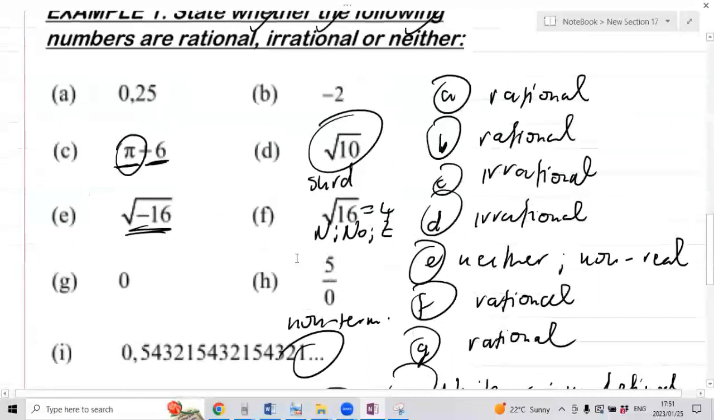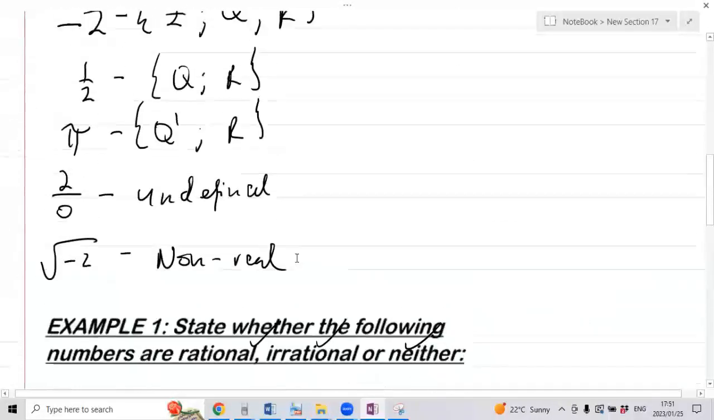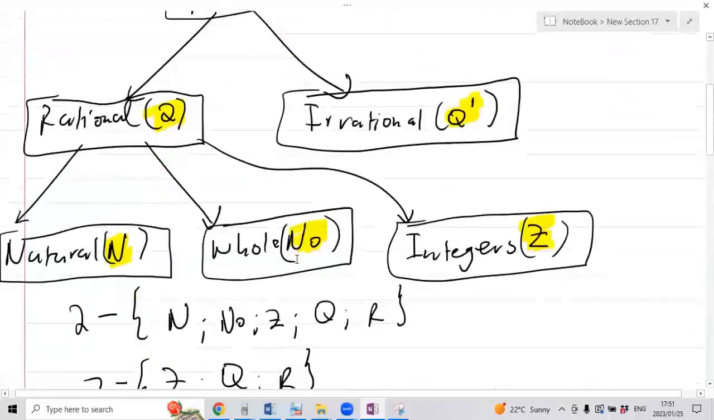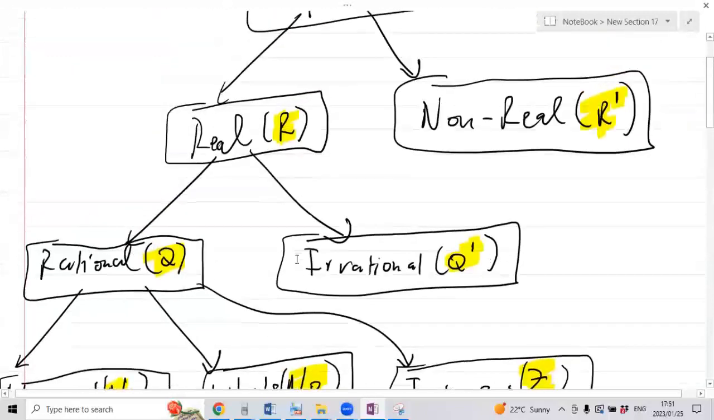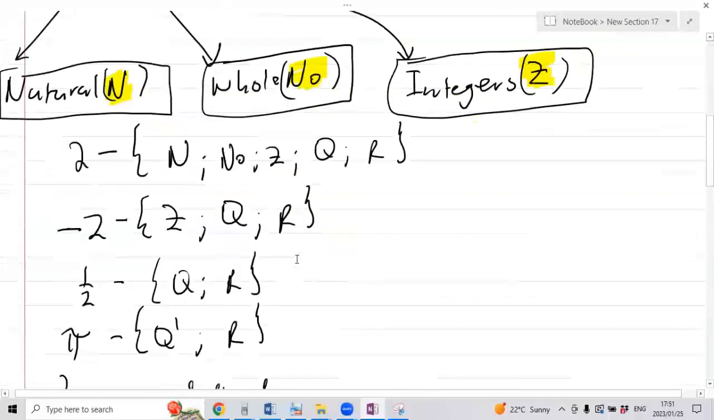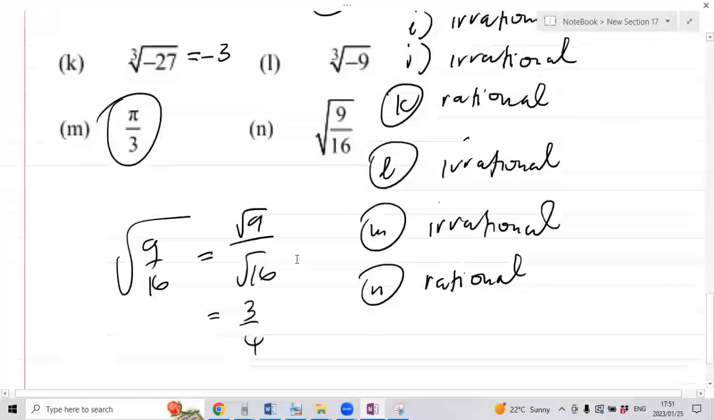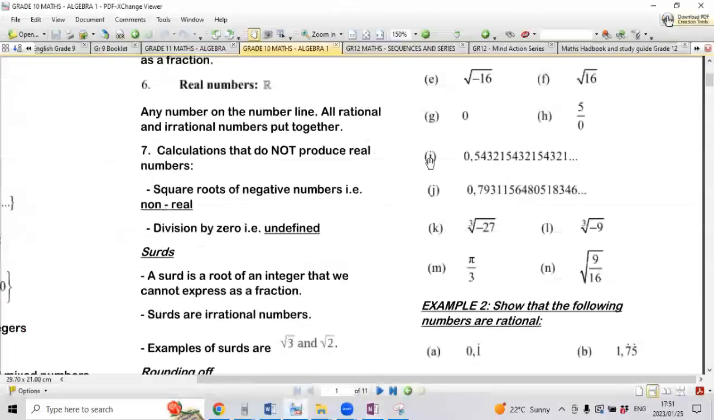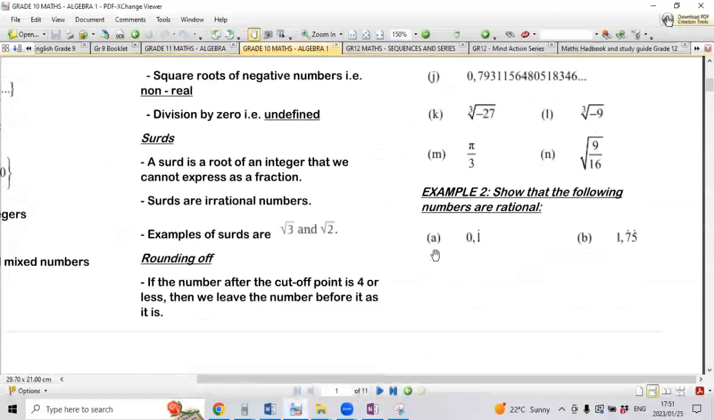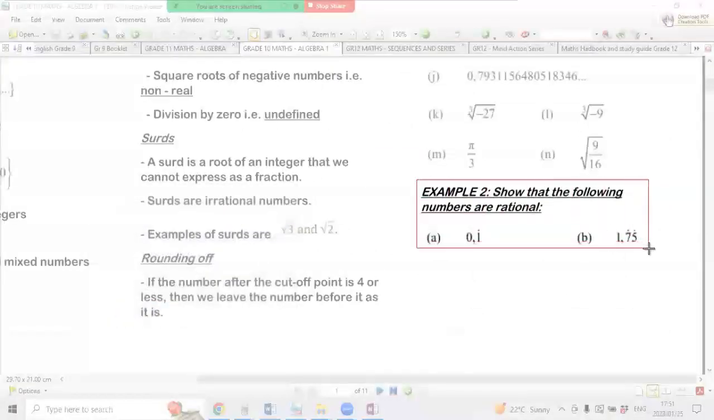And that is just the classification of numbers. And if you look at it, it all comes from knowing this particular tree diagram here, as in the notes. Now, the next part of our work will be to show that the following numbers are rational. How can we show that these numbers here are rational?